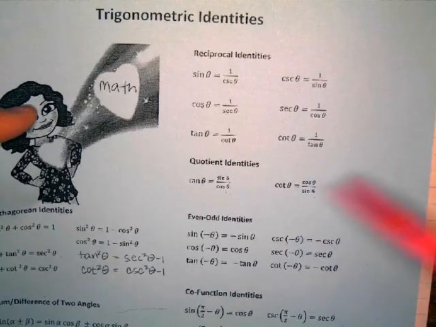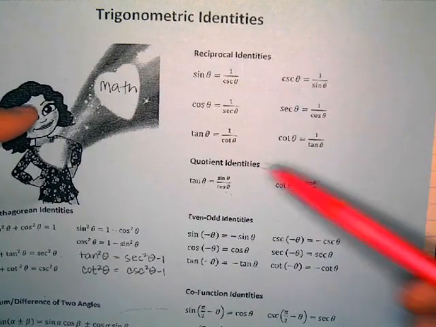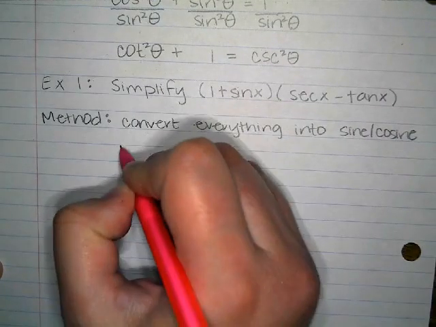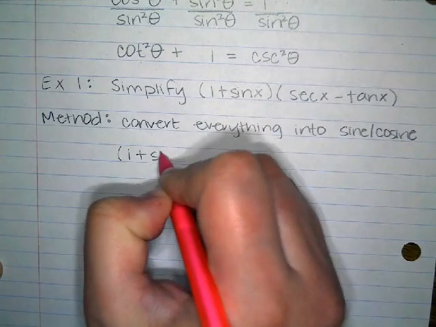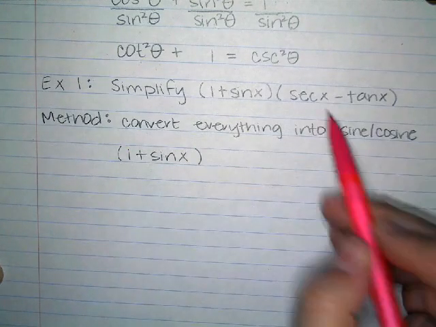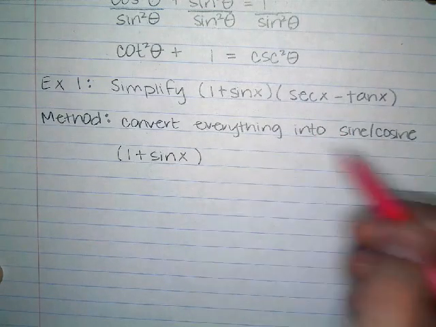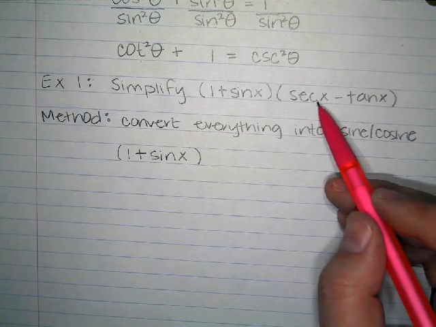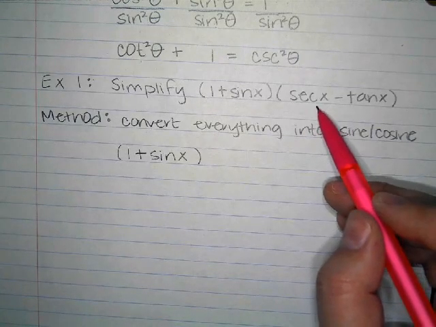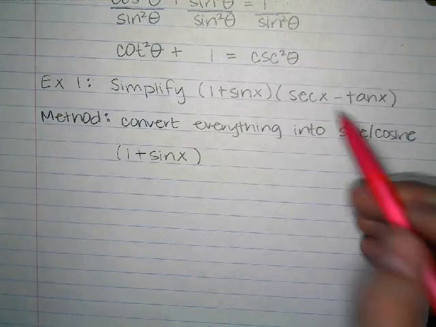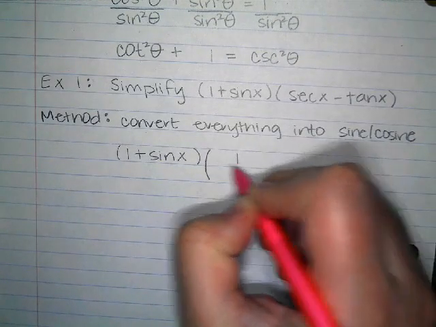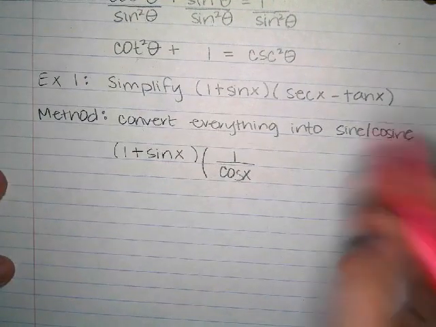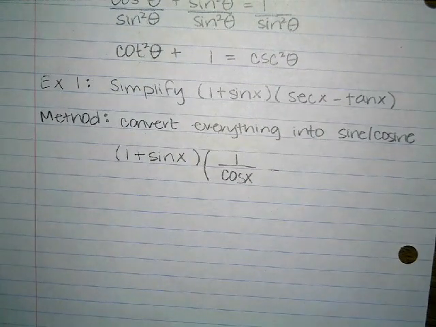Okay? So I'm going to take the first piece and I'm going to leave it 1 plus sine x. That's already written as sine. And then for the second part, I'm going to rewrite those pieces. So secant x, how should I rewrite that in terms of sine or cosine? What is secant? It's 1 over cos. Okay, so that is 1 over cos. And then tangent, how could I rewrite that as sine or cosine? That's sine over cos. Okay?